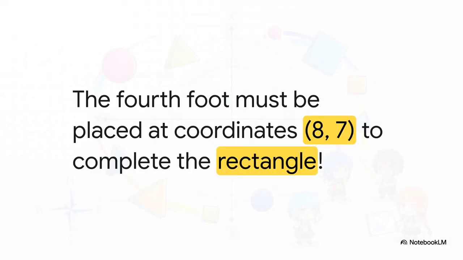If you guessed 8, 7, you hit the nail on the head. By simply matching the x-coordinate of the first point, which is 8, and the y-coordinate of the third point, which is 7, we effortlessly lock in that final corner. So the 4th foot has to go at 8, 7 to complete the rectangle.